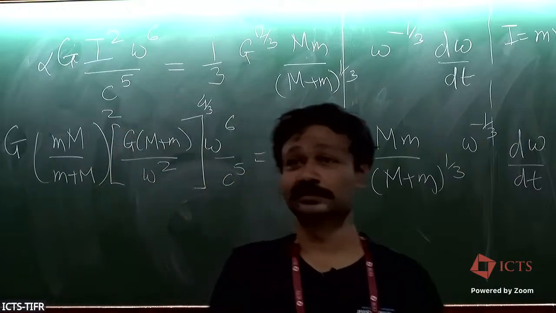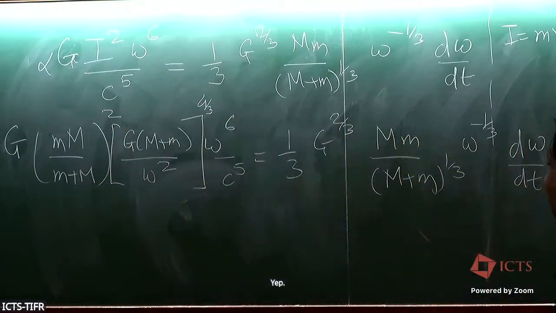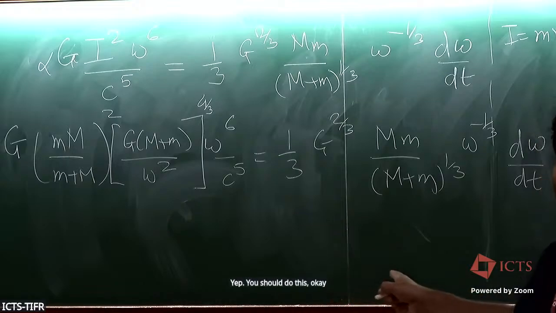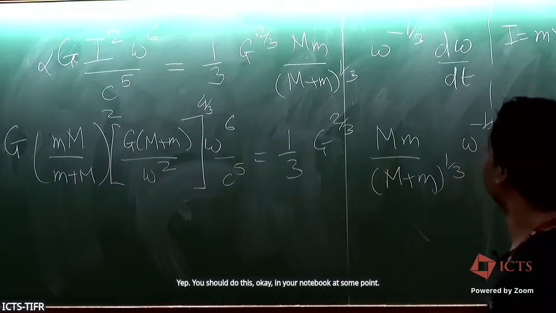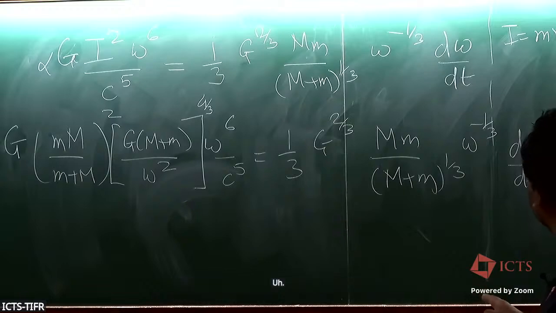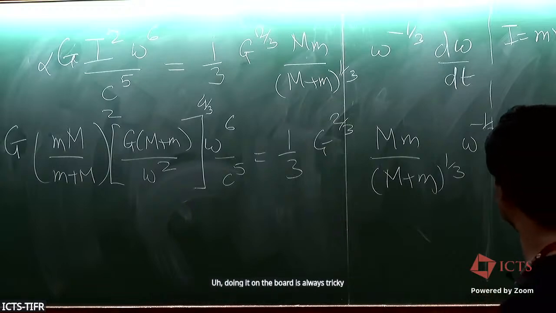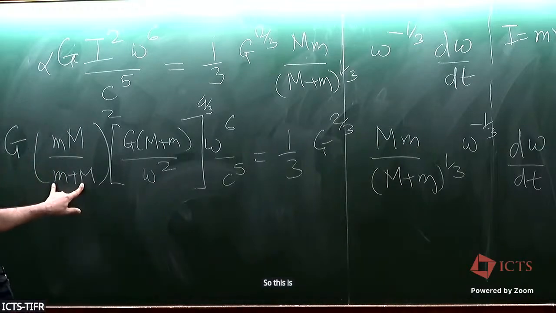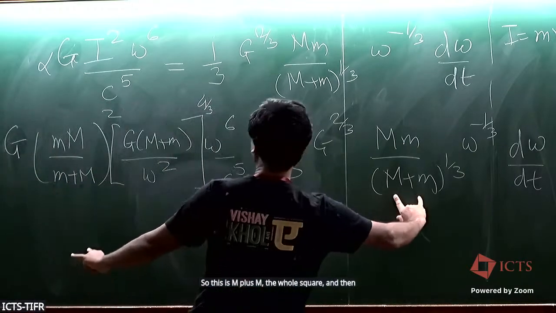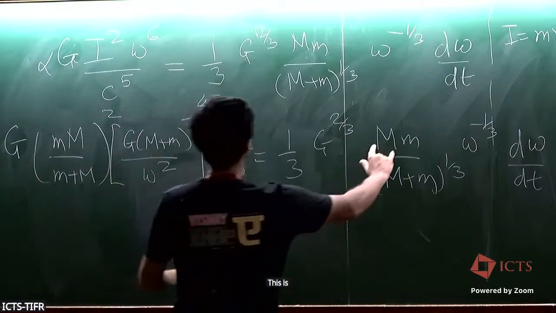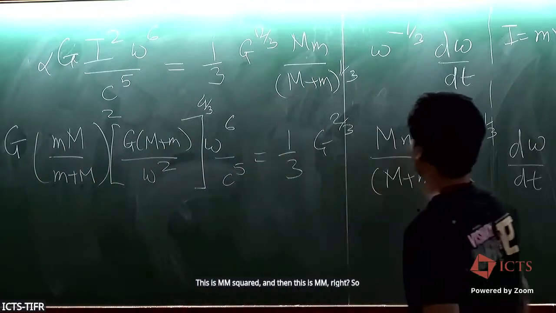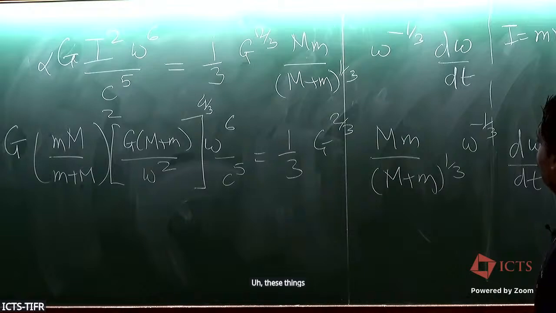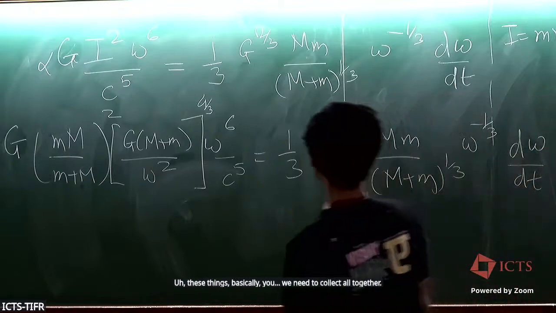You should do this in your notebook at some point. Doing it on the board is always tricky like this. So now you can see here, this is (m plus m) the whole square, and then (m plus m) to the 1/3. This is mm square, and then this is mm, right? So these things basically we need to collect all together. So let's try to do that.